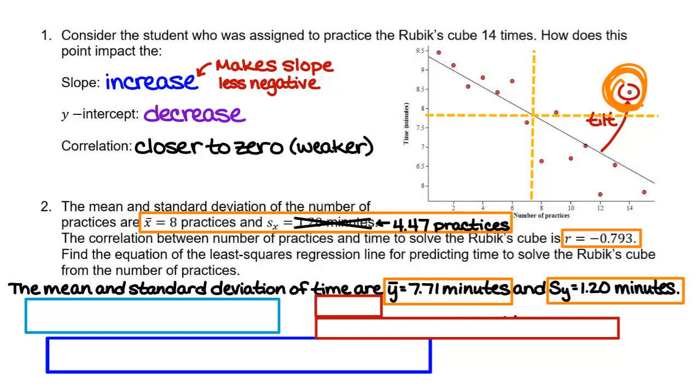They give us the R value. And then this part is the part that got totally left off. The mean and standard deviation of time, my Y variable. Y bar is 7.71 minutes. And SY, the standard deviation of the Y's, is 1.20 minutes.